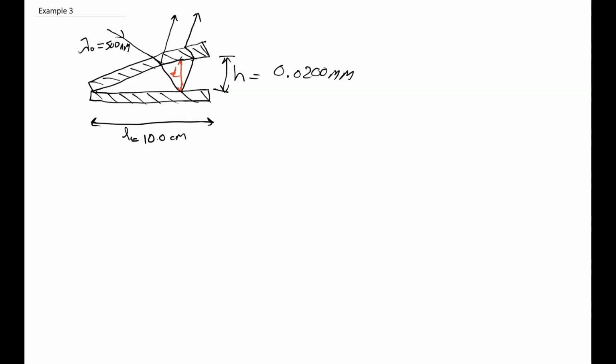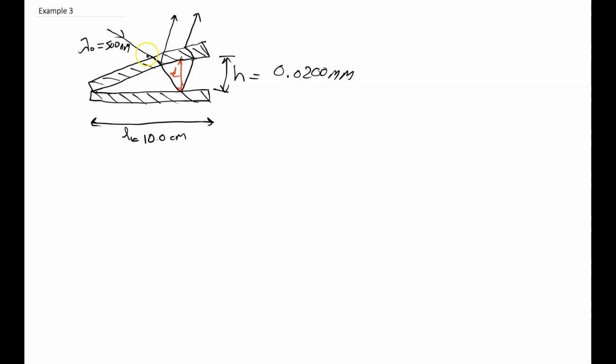The graph depicts the situation we have for this problem. The actual graph is in the statement of the problem, but keep in mind that h and t are different values because of the slope of the upper wedge. We will only consider the interference between the upper and lower surfaces of the air wedge between the microscope slides.